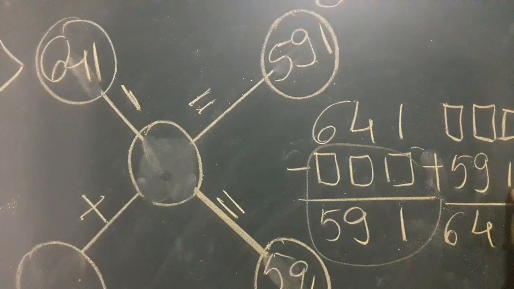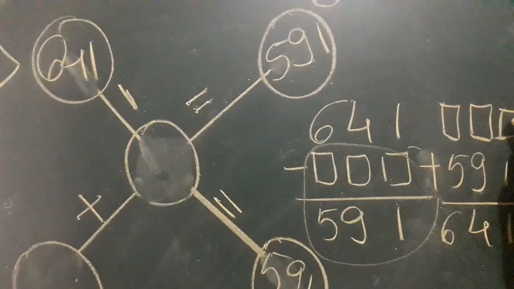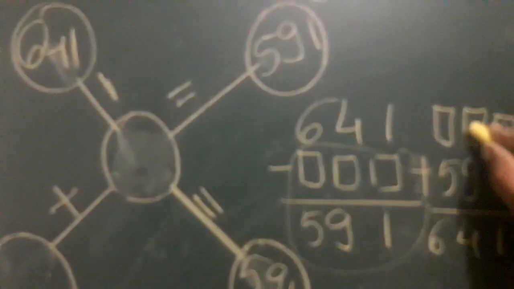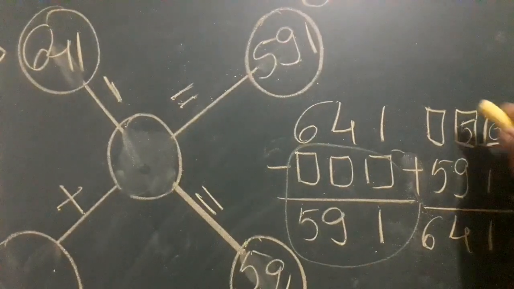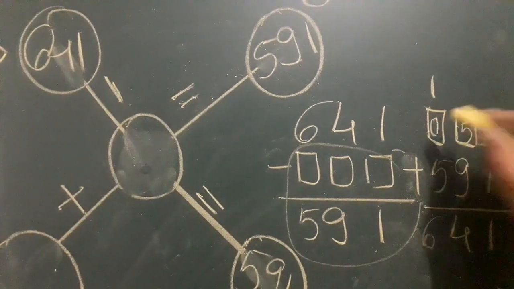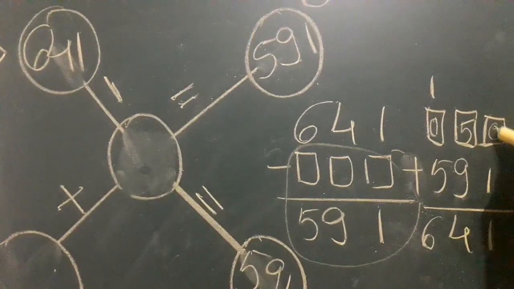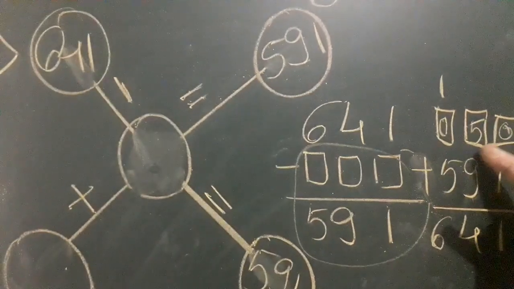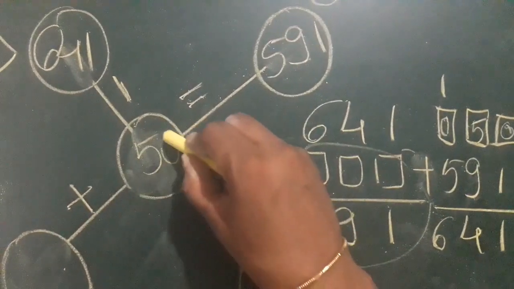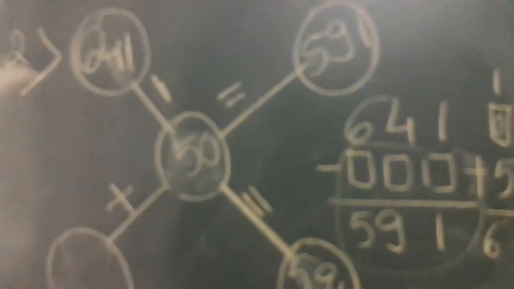So 1 plus which number is 1? So this is 0. Fine. Now 9 plus 5 is 14. So here 1, 5 plus 1 is 6. So this becomes 0. So here the answer is 0, 5, 0. That is 50. Okay.